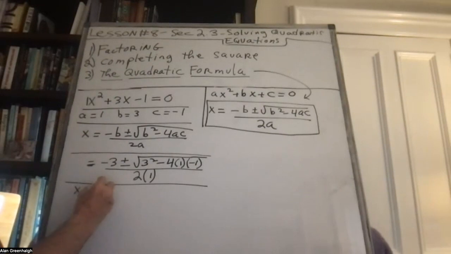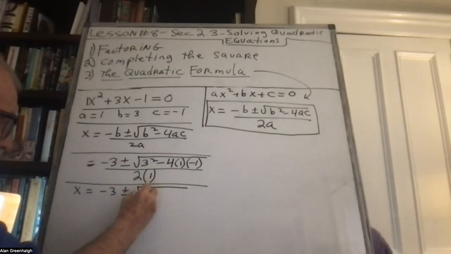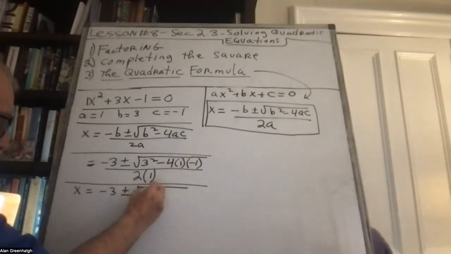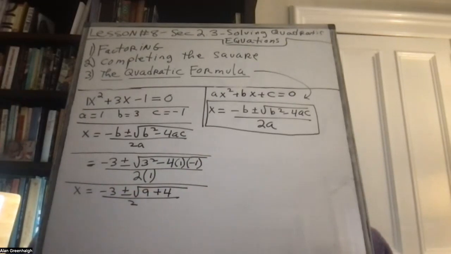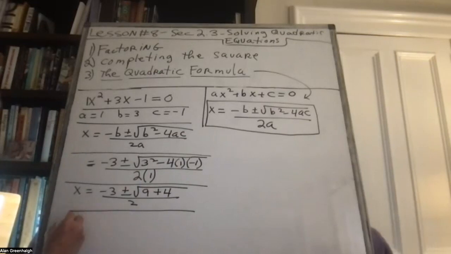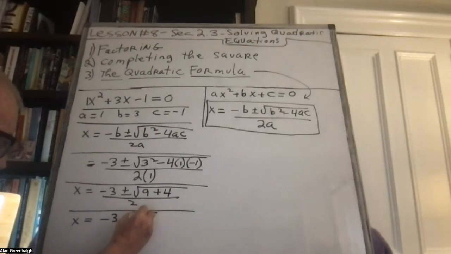So x equals -3 plus or minus the square root of 9, now -4 times 1 is -4, times -1 is +4, divided by 2. That's not a trivial step because you actually have to make sure that you figure out all the signs and everything. So x will equal -3 plus or minus the square root of 13, divided by 2.